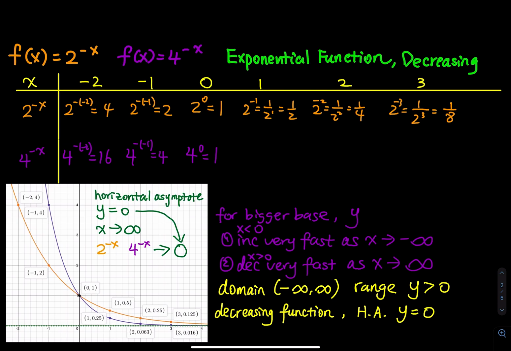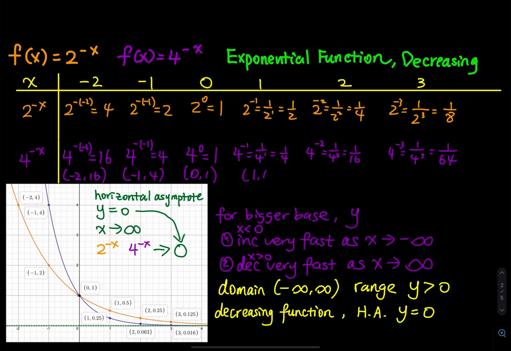4 to the negative 1, so 1 over 4 to the first, a quarter. 4 to the negative 2, 1 over 4 squared, 1 over 16, and then 4 to the negative 3, 1 over 4 to the third, this is 64, right? And then each calculation gives you an ordered pair. X is equal to negative 2, y is 16; negative 1 comma 4; 0 comma 1; 1 comma a quarter; and then 2 comma 1 over 16; and then 3 comma 1 over 64.